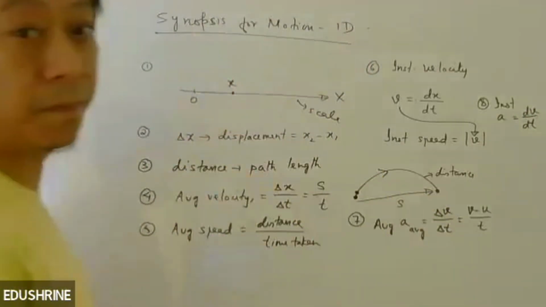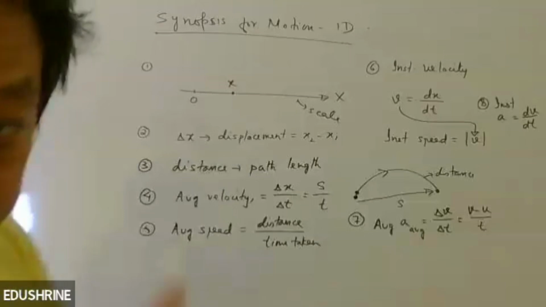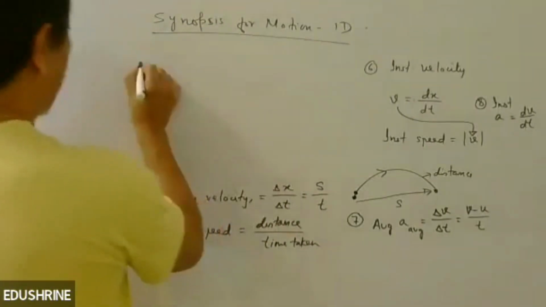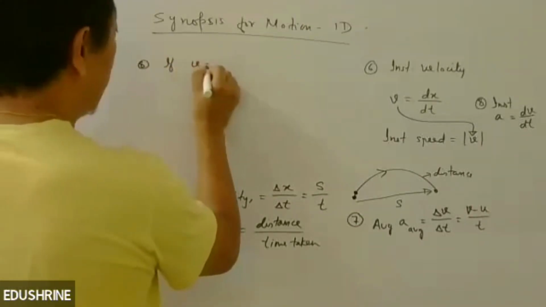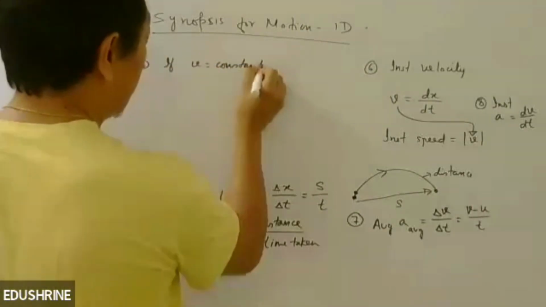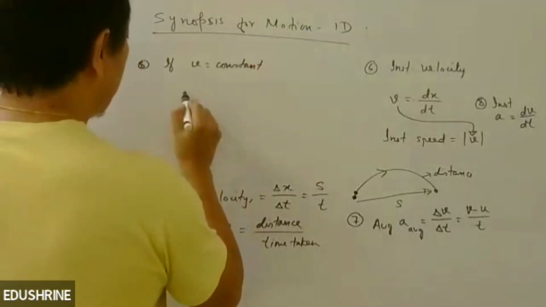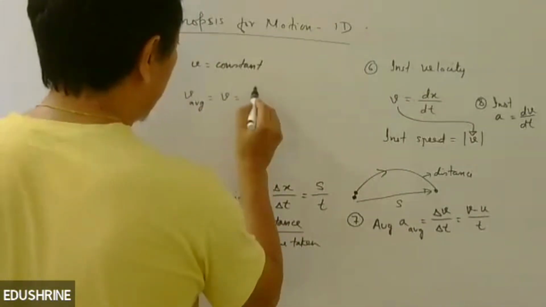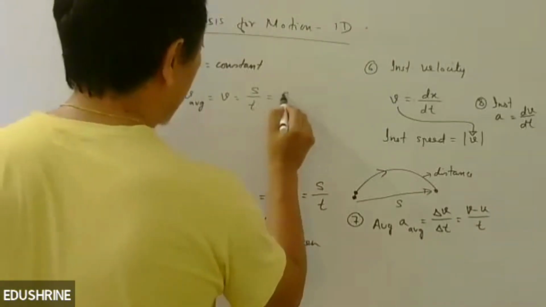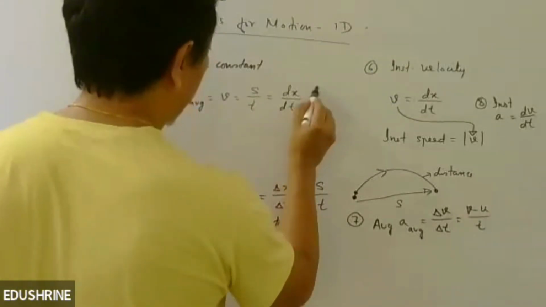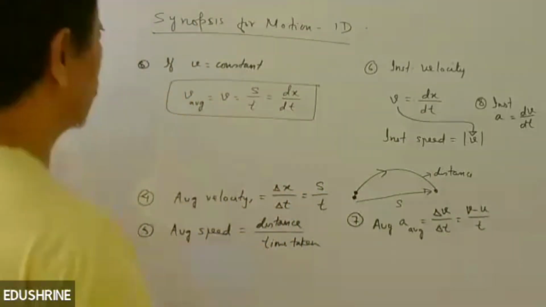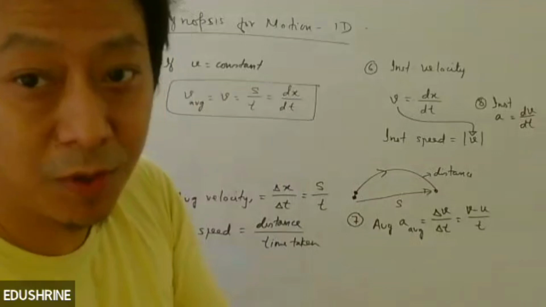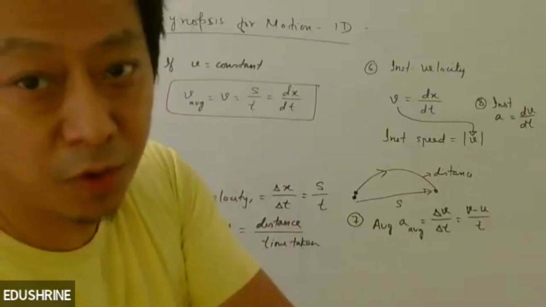So these are the main equations. Now, if velocity is constant, if you move uniformly in a straight line, then in that case your average velocity will be the same as instantaneous velocity, and therefore you can write s by t, or you can write dx by dt, it doesn't matter. Okay, students? So if you move with constant velocity, if all of you have the same marks, then it doesn't matter whether I ask for average marks or one of your marks.